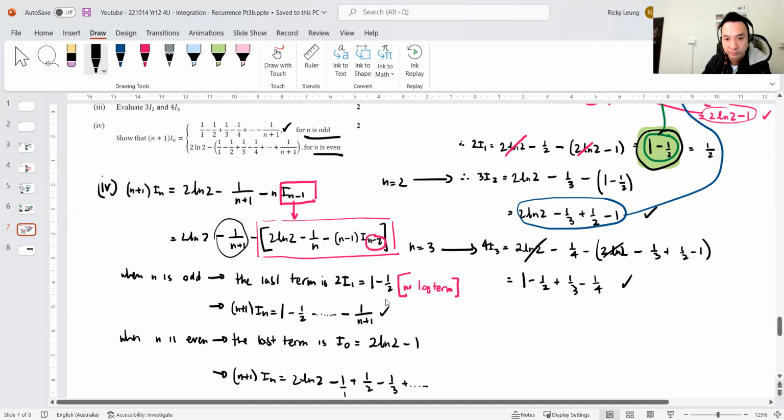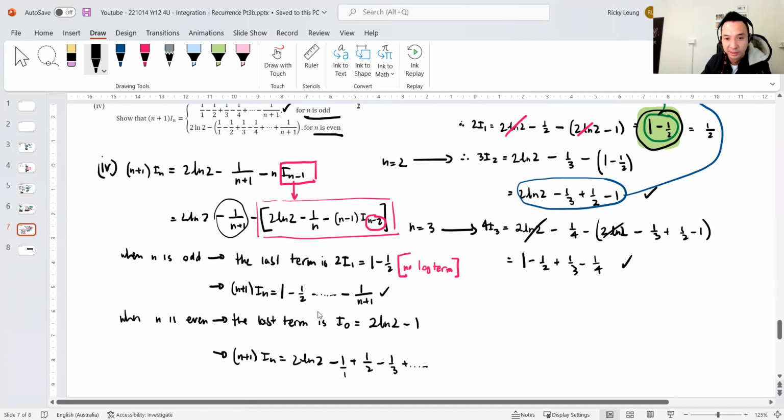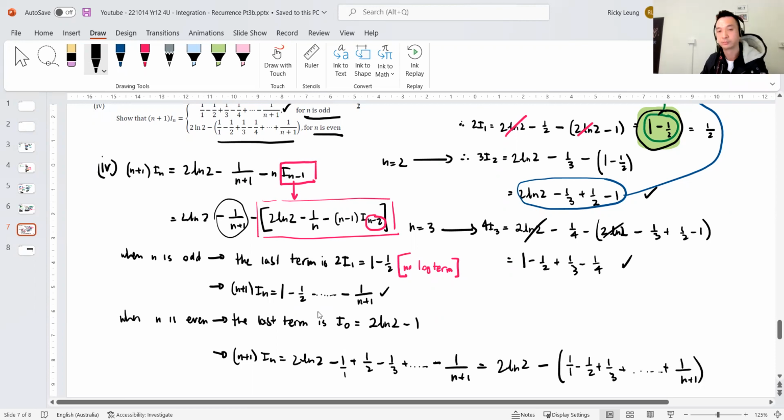all the way up until the last term, which used to be minus. Sorry, it still is minus. So the last term is always 1 minus 1. And if you factorize 2ln2, if you factorize a negative out, you will get this expression here, which is 1 on 1 minus half plus a third, plus, because it's a minus 1 on n plus 1. Yeah, and then you proved it.